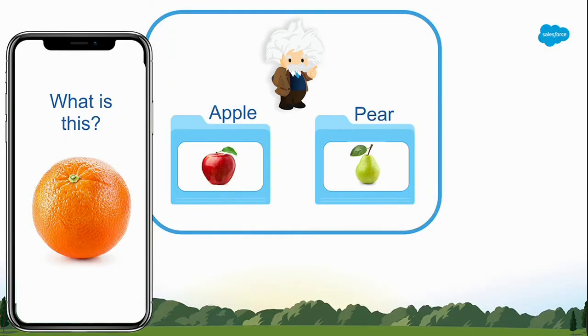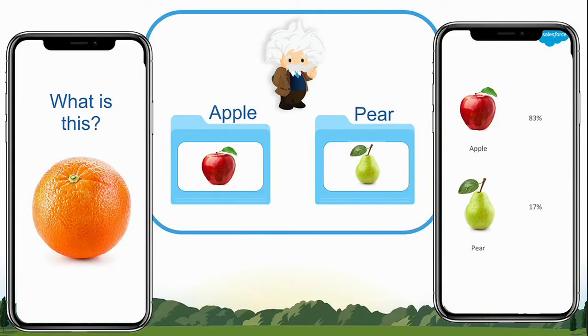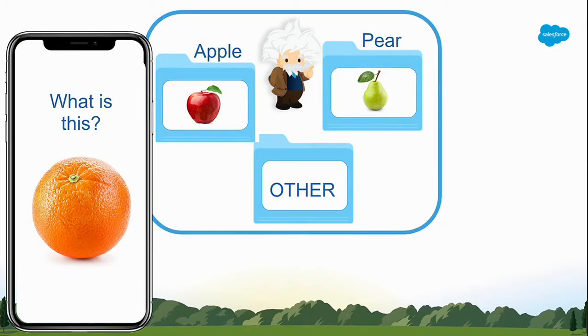Now, to take things a step further. The reality is, if I have a model that just understands apples and pears, it's always going to predict that whatever I give it is either an apple or a pear. That's all it knows. In its world, that's all it knows. So if I gave it an example of an orange, it'll think it's an apple or a pear. So what we recommend in this use case is to add this category of other.